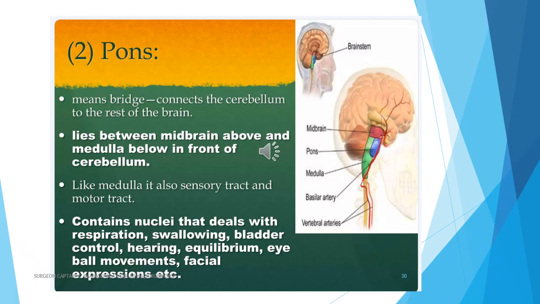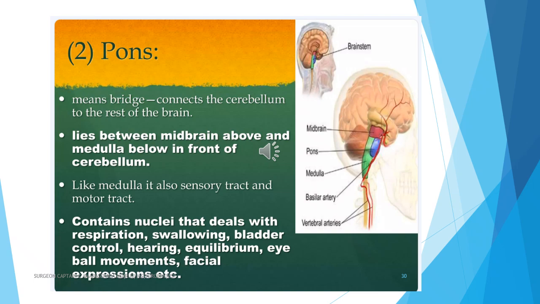So let's see the structural outline. The anterior surface is bulging with transverse fibers forming the basilar groove. The posterior surface forms the floor of the fourth ventricle. The trigeminal, abducens, facial, and vestibulocochlear nerves emerge here.